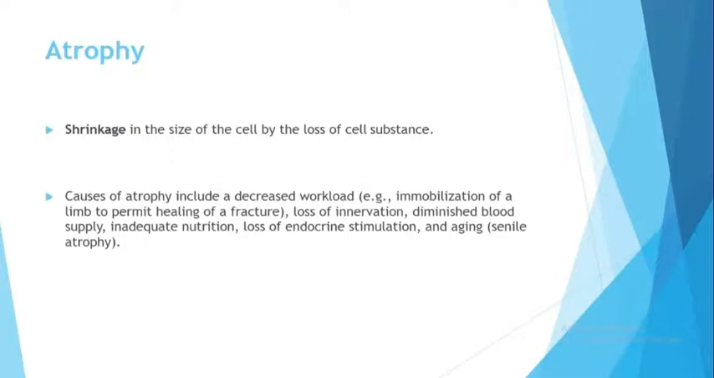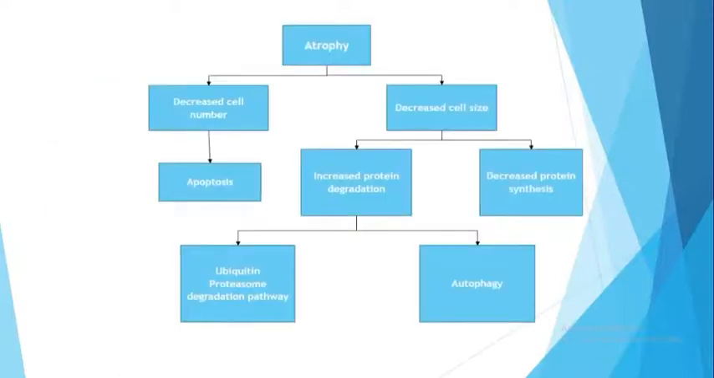And there are multiple causes of atrophy. These causes include decreased workload, loss of innervation, decreased blood supply, inadequate nutrition, loss of endocrine stimulation, and aging, which is called senile atrophy, like the brain atrophy that occurs in old people. And you don't actually have to memorize all these causes. You just have to understand that these causes can result in cellular atrophy.